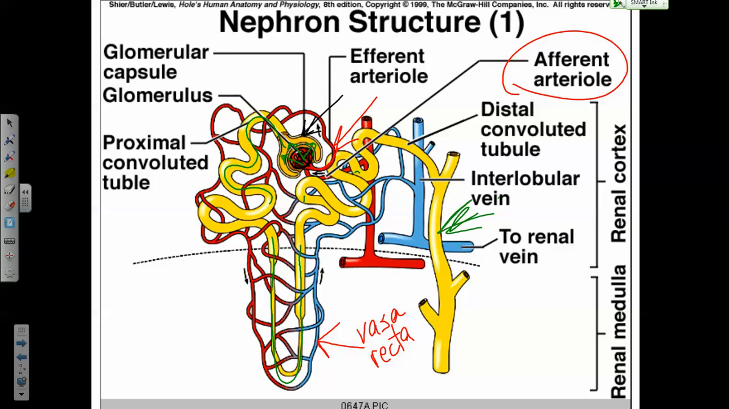But did you catch that the composition of this filtrate at the Bowman's capsule is like interstitial fluid, which is like blood plasma except for the protein content? So that means it's got a lot of things in it you still need, like glucose, maybe some calcium, maybe some sodium. All right, so as that filtrate now moves through the rest of the nephron, the things that are in it that you still need to keep are going to move into the peritubular capillaries.